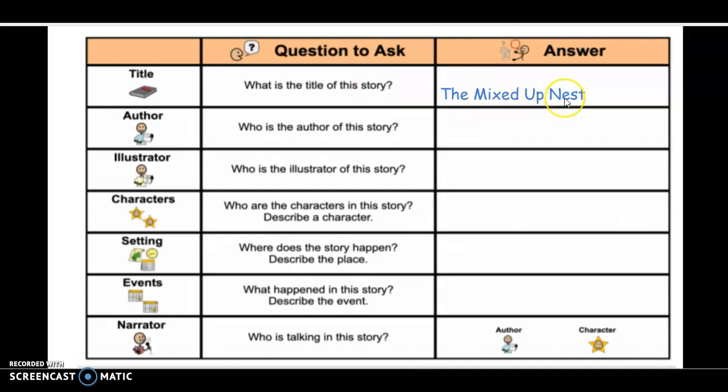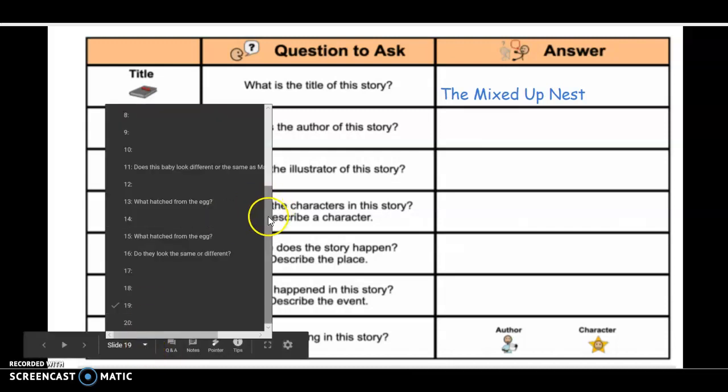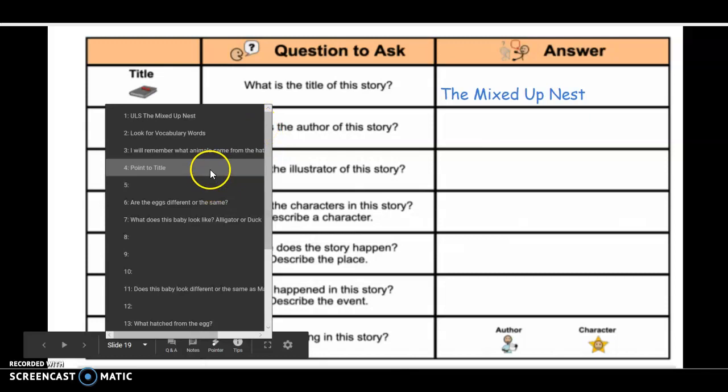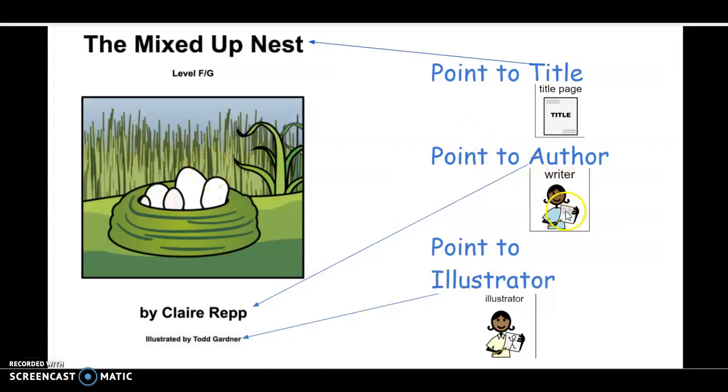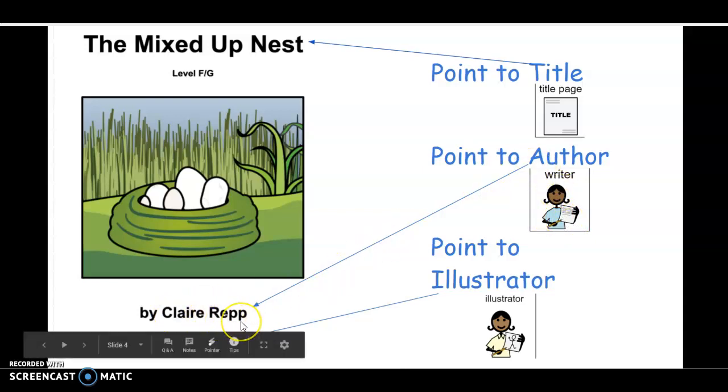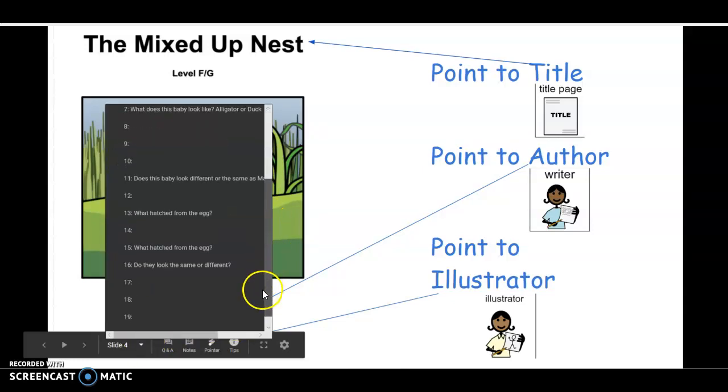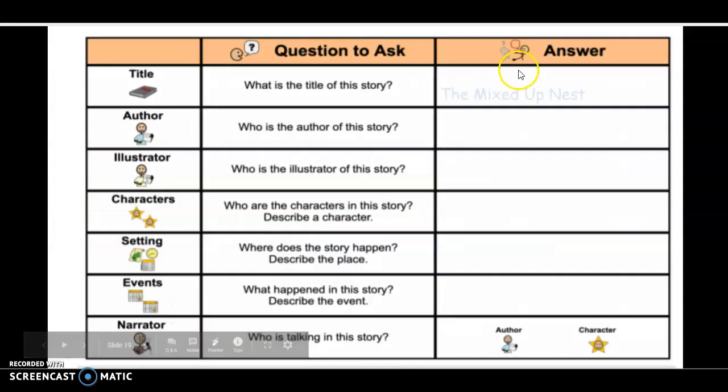The Mixed Up Nest. And who was the author? Oh no, I forgot to look. So let's go back again. The author is the person who writes the story. That's the writer. And it was Claire Repp. Claire Repp.